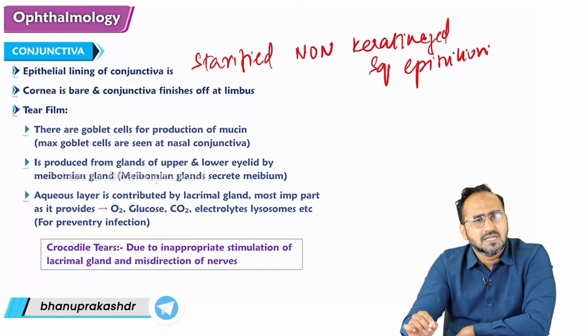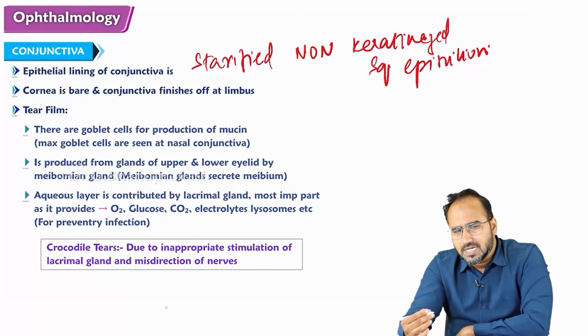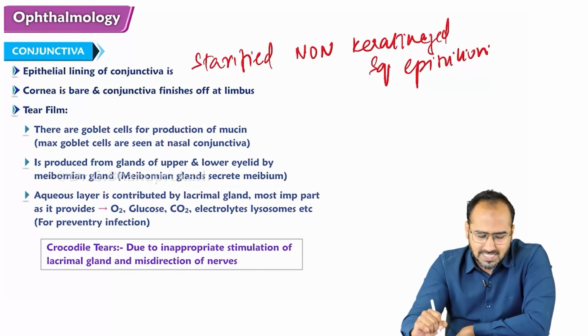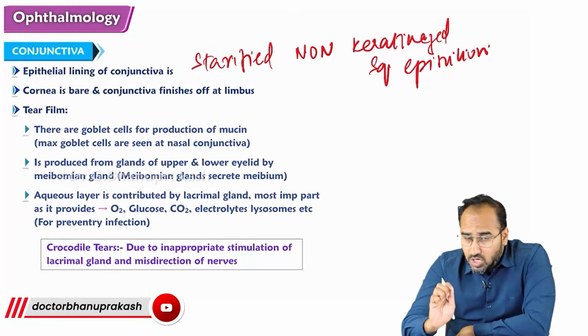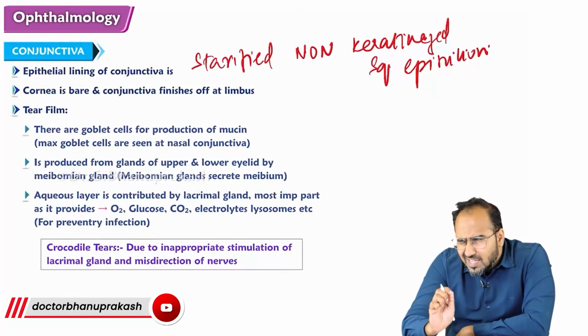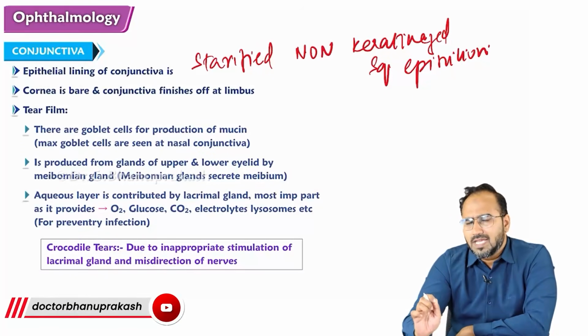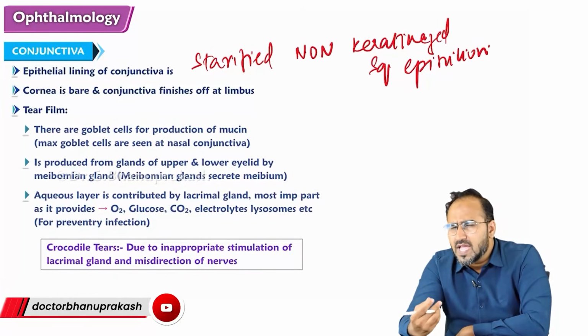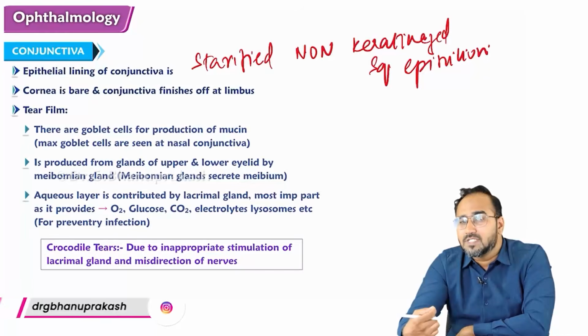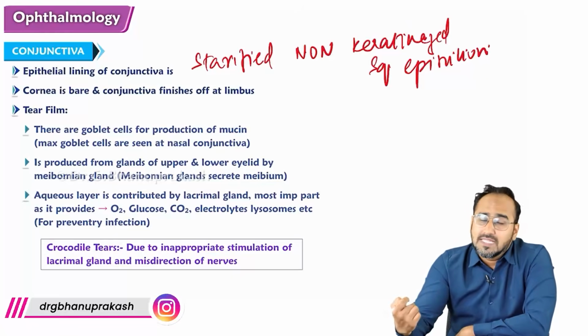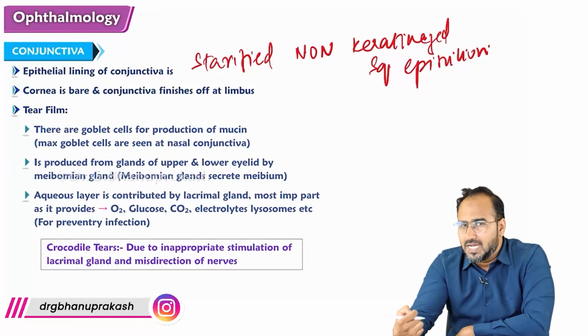Do you know what the limbus is? Limbus is the place where the sclera and the cornea meet. Now, in front of the cornea, there is a thin layer of tear film. Even though we are discussing conjunctiva, we have to discuss something about the tear film. Just in front of the cornea, there is a thin layer of film called the tear film. This tear film is made up of three layers.